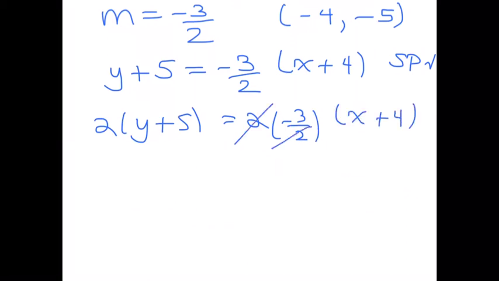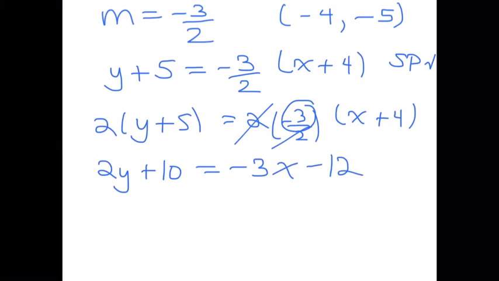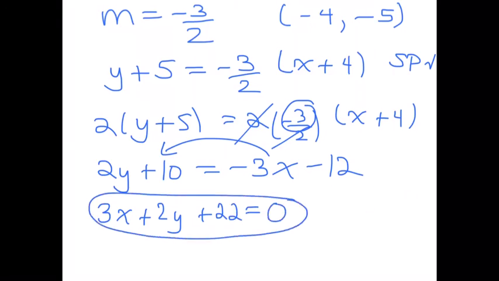So cross the 2's out and expand both sides. Don't forget about the plus 10 here. A lot of people will make mistakes. And it's minus 3x, and minus 3 times plus 4 is minus 12. So we have a lot of minuses on that side, which means if we're going to general, this has to come back. So 3x plus 2y plus 22 equals 0. That's our general equation.